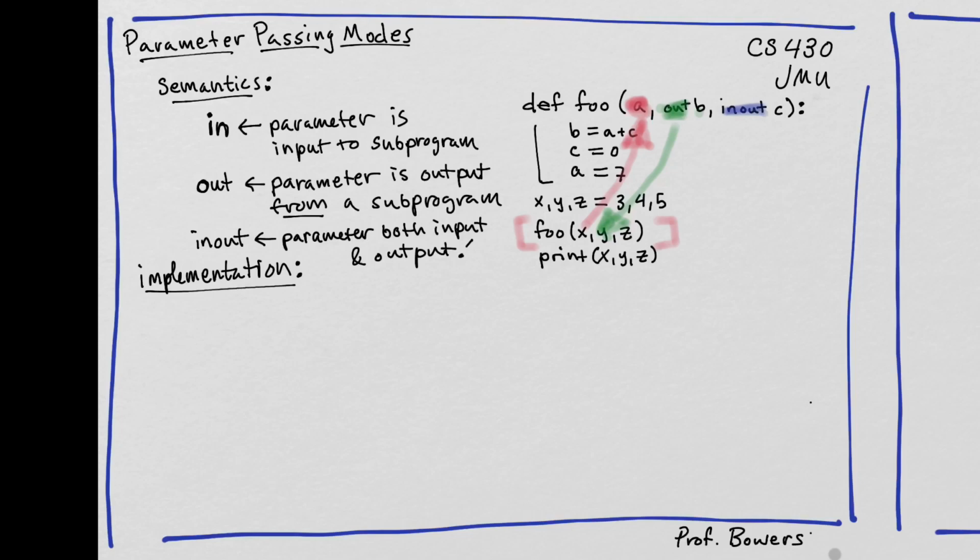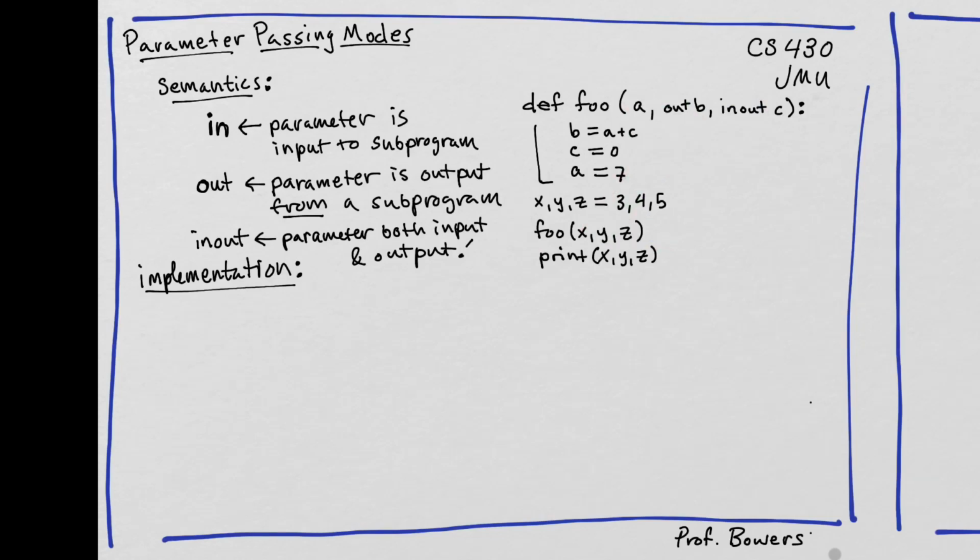In an out-mode parameter, you are not allowed to use it in an expression here in the main part of the function, and this is because it's only for output, it's not for input. So B does not have a value inside foo until it's been assigned. And then at the end, the actual parameter that I've got down here, Y, will take on the value of B. And then in-out mode is, of course, a mixture of these two, where it's going to be used as both input to the function and output from the function.